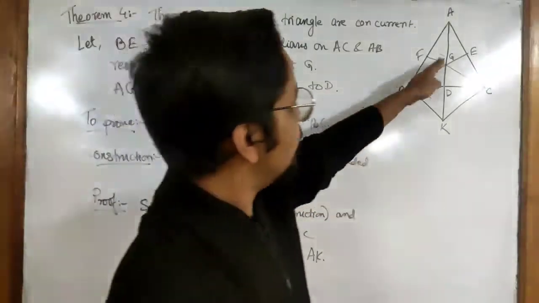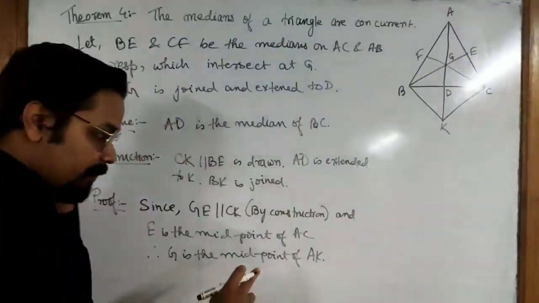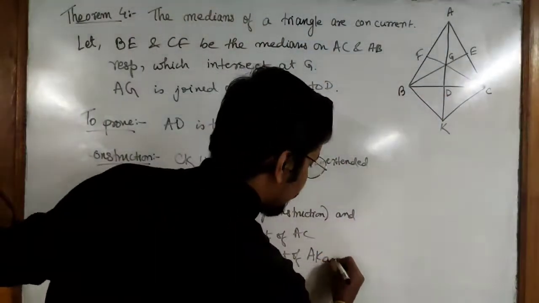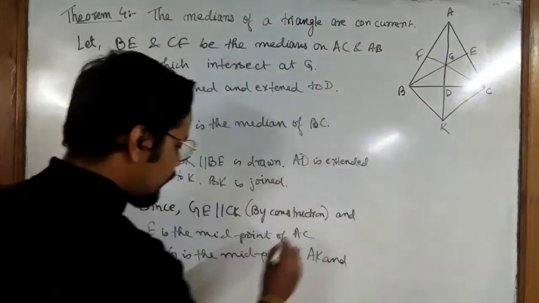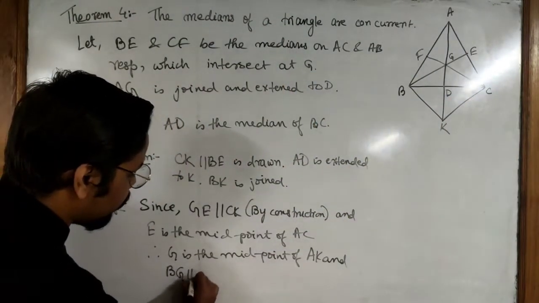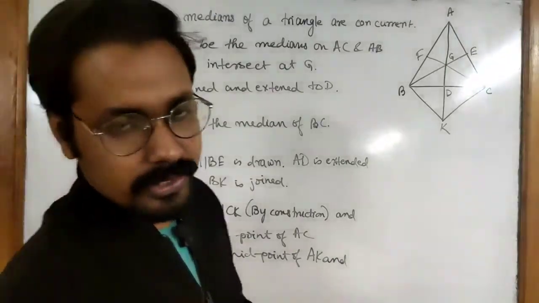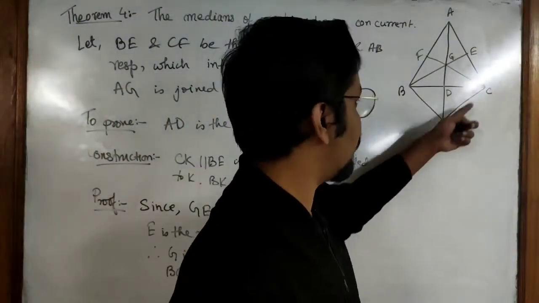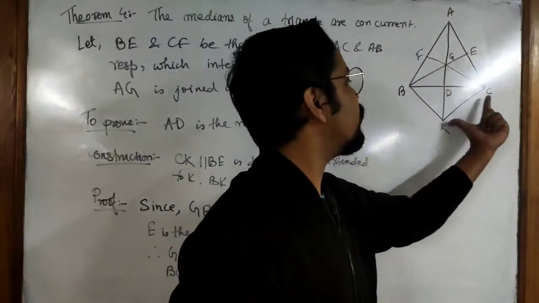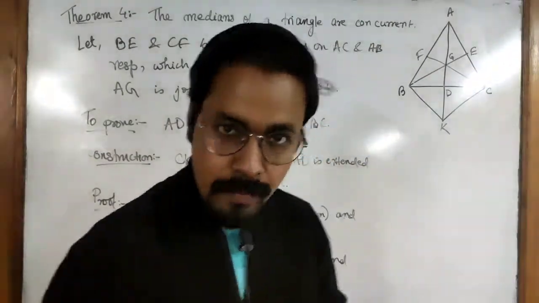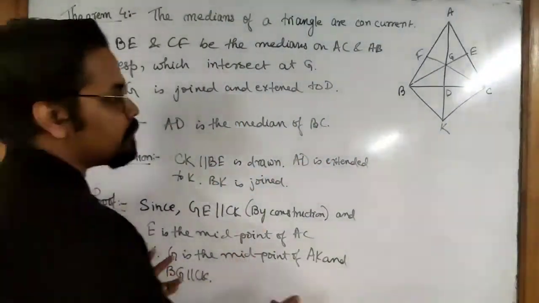So now we have G as the midpoint of AK, first step, and also BG and CK will be parallel. BG is parallel to CK, which we have done in the construction; we have done this parallel to BE. So if BE is parallel to CK, then obviously BG will also be parallel to CK. So this is our first part.